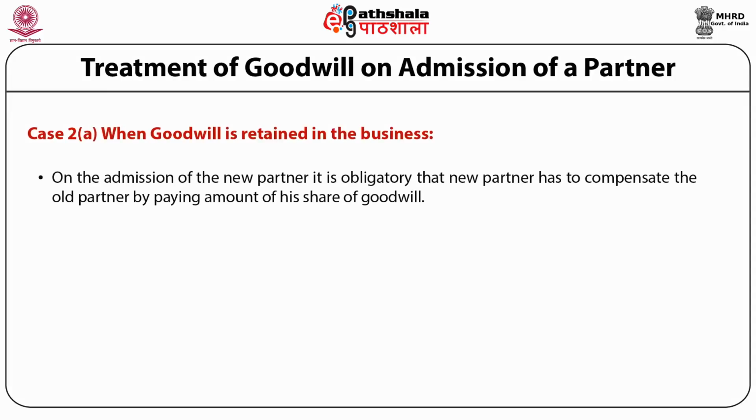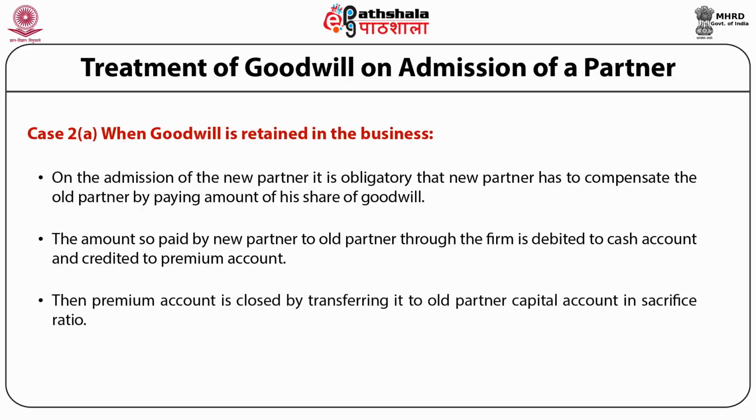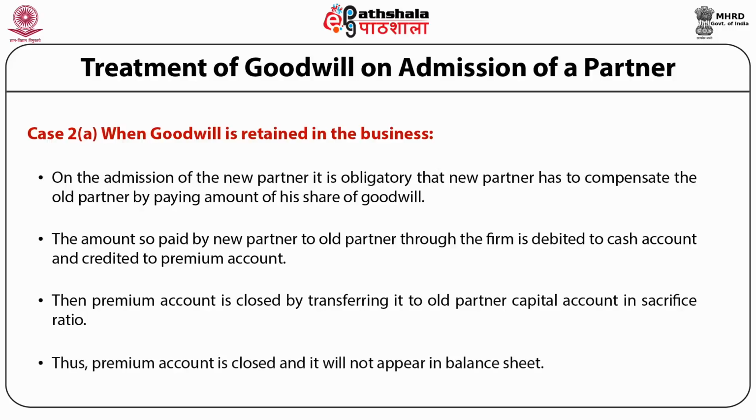On the admission of a new partner, it is obligatory that the new partner compensates the old partners by paying the amount of his share of goodwill. The amount so paid by the new partner to the old partners through the firm is debited to cash account and credited to premium account. Then the premium account is closed by transferring it to the old partners' capital accounts in sacrifice ratio. Thus the premium account is closed and it will not appear in the balance sheet.